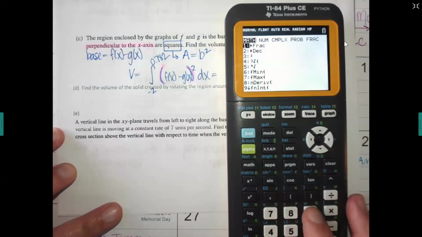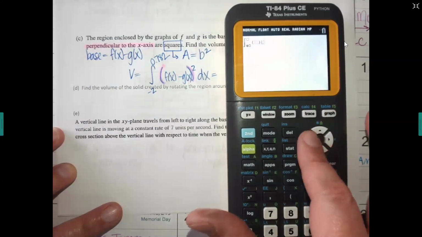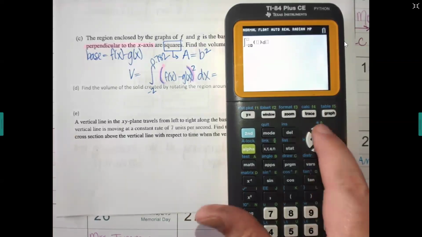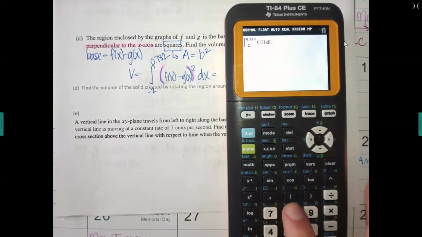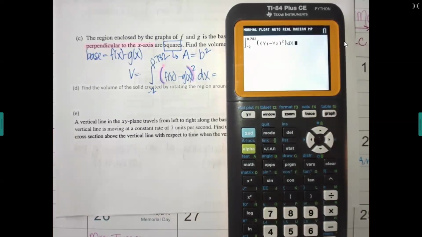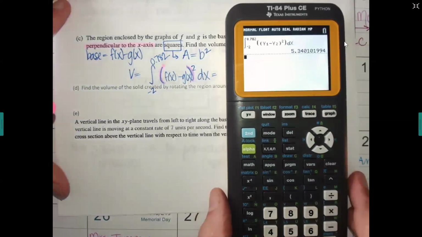Question, why don't I have a pi in the front of this one? Because it's not a circular shape, it's not rotating. So remember, squares, triangles, none of those are going to have pi's in them. So from -2 to 0.782, then I have to make my own parentheses with y1 minus y2 to square it. You're grouping them together in the subtraction and then squaring. So we got 5.340.